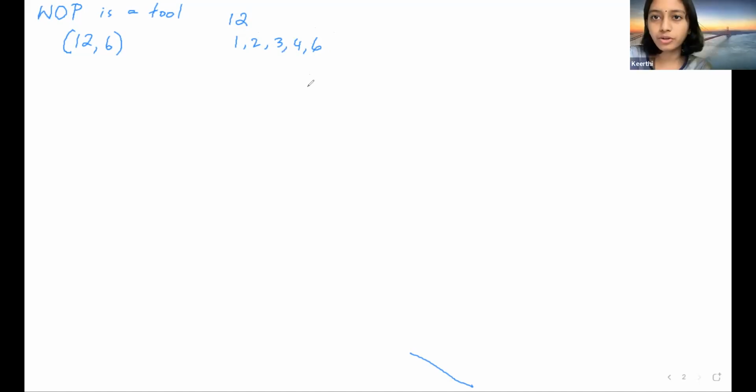Sir, don't we count 12 in it because we are counting 1? 1 is a divisor of 12. Yeah, 12 is also a divisor of 12, right? Let's look at the proper divisors of 12. That means all divisors other than 12. Good point there.